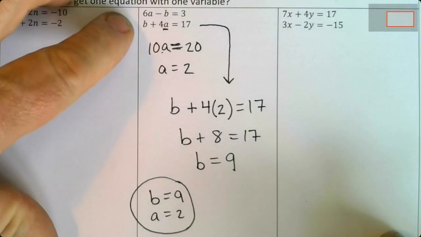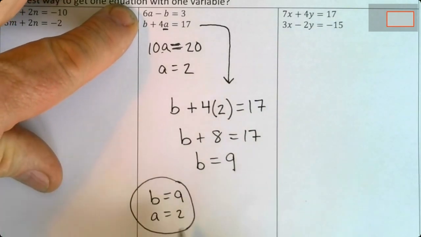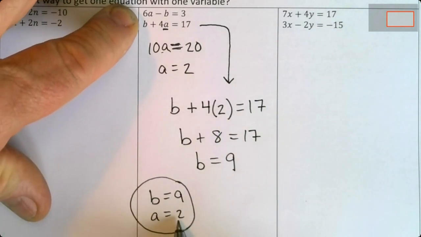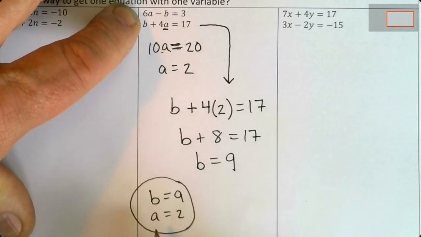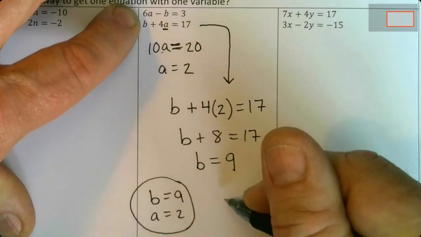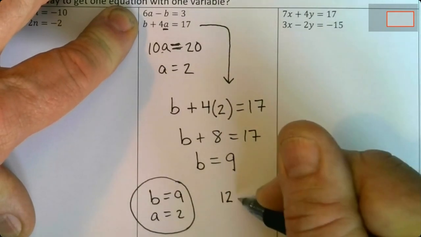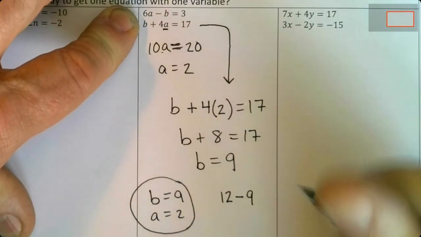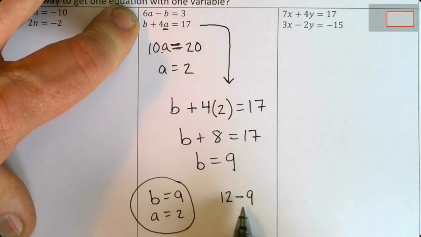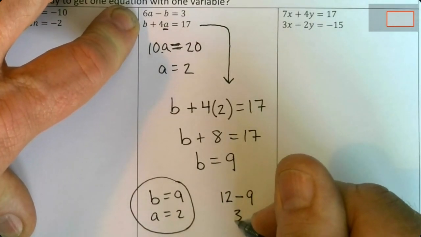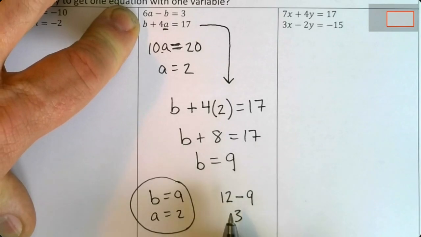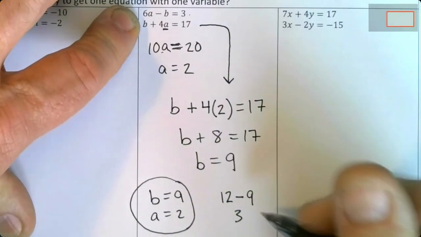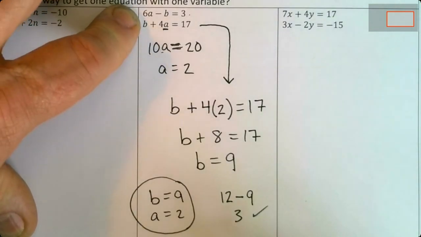So I'm going to look at the top equation, and I'm going to use the values that I think a and b are. This says 6a. Well, 6 times 2 is 12. So this top equation becomes 12 minus what b is, which is 9. And 12 minus 9 is the number 3, which is what the top equation tells me it's supposed to be. So I'll put a little check mark here, meaning that the top equation worked.